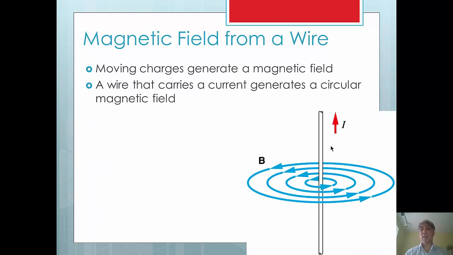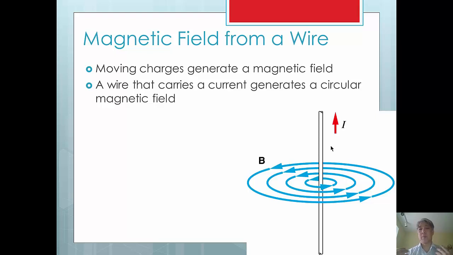When we look at the magnetic field from a wire, it is going to be circular around that wire because the wire carries moving charges, the current. If we look at the conventional current, which is the flow of positive charges, in this picture the current is flowing towards the top of the page, and the magnetic field is curling around behind the wire and then back in front of the wire, as shown there.